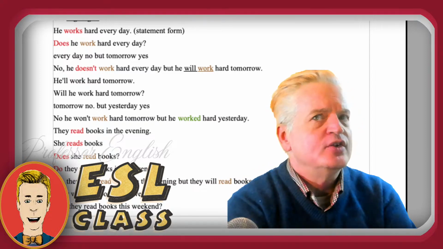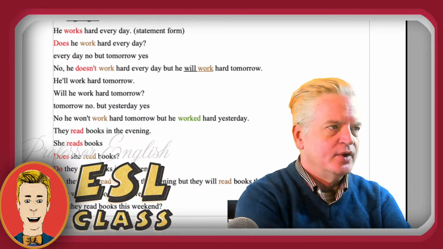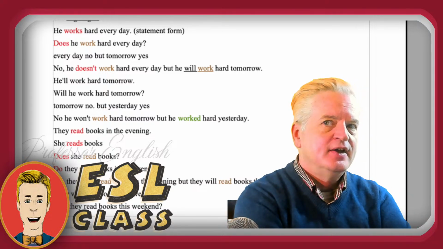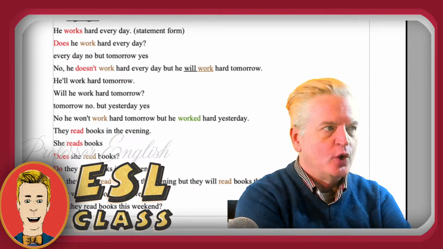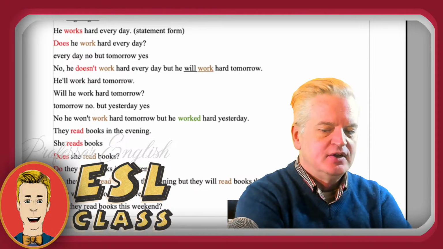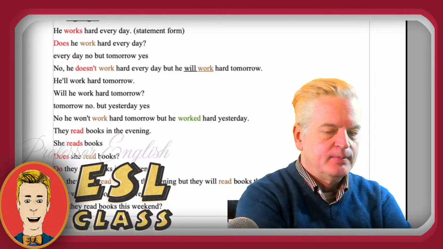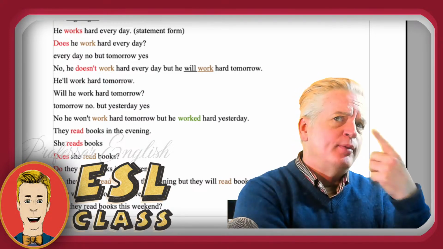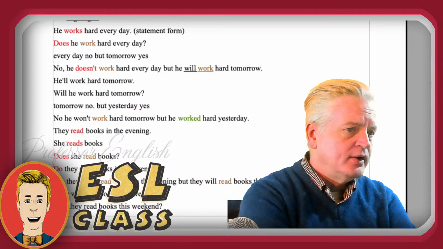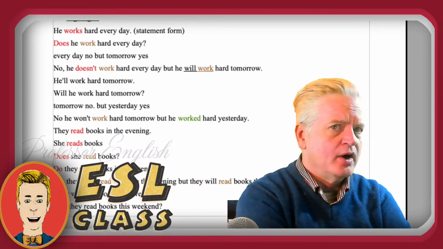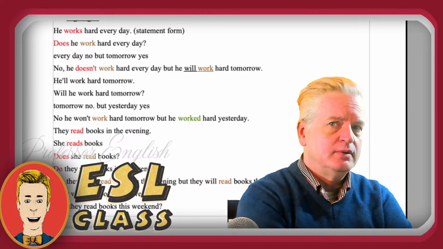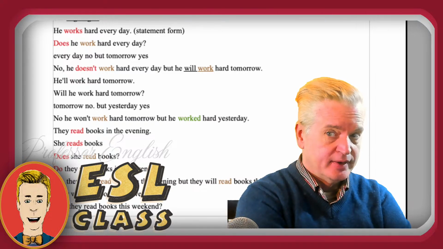And how would you answer no to that? No, he does not. No, he doesn't. No, he doesn't work hard. No, he doesn't work hard every day. Let's say, but tomorrow, work hard. We'll use will. But tomorrow he will work hard.